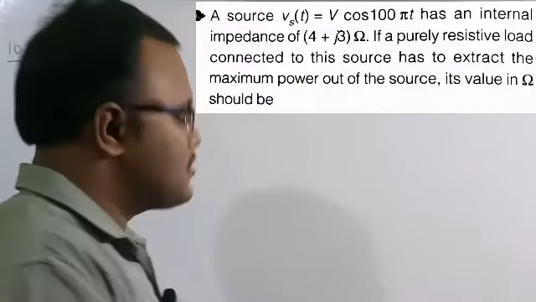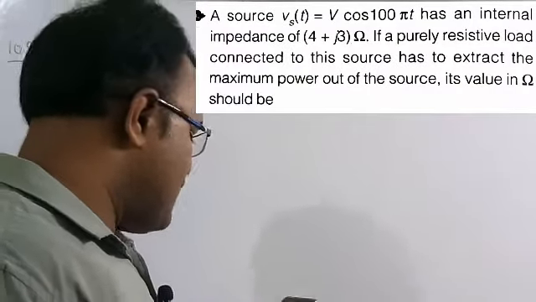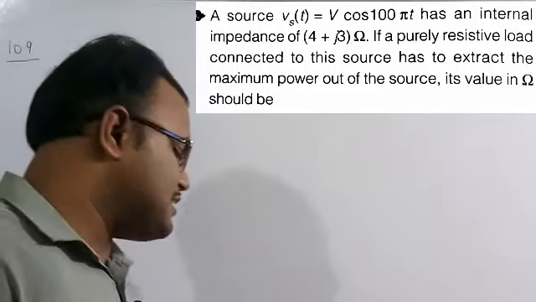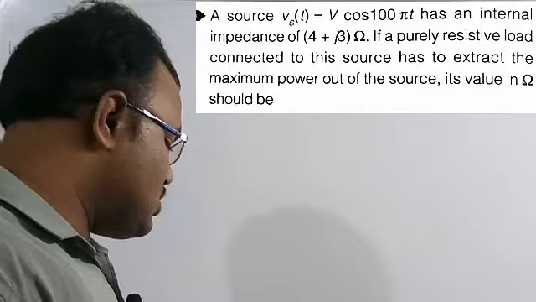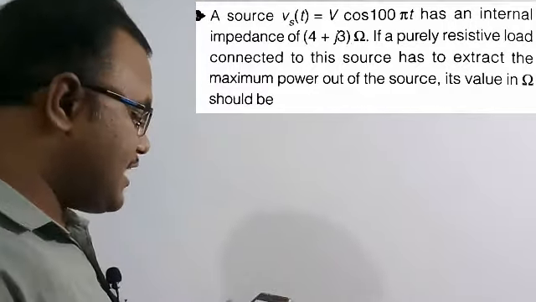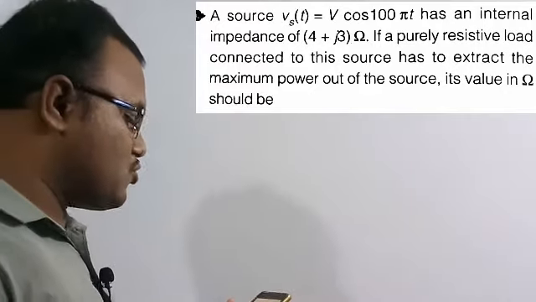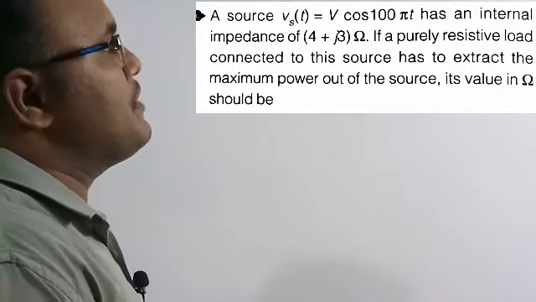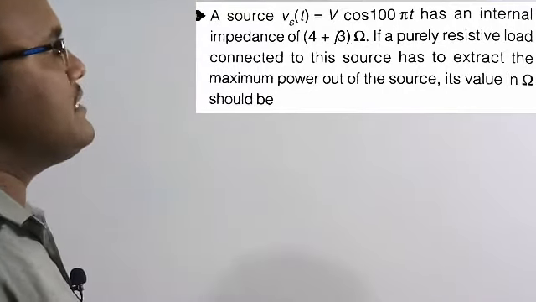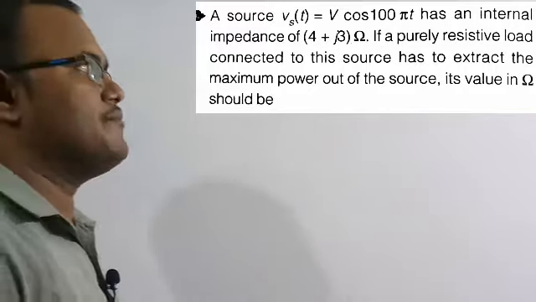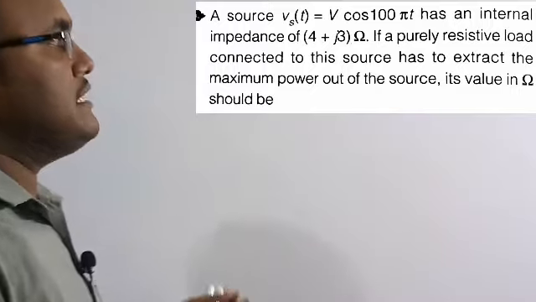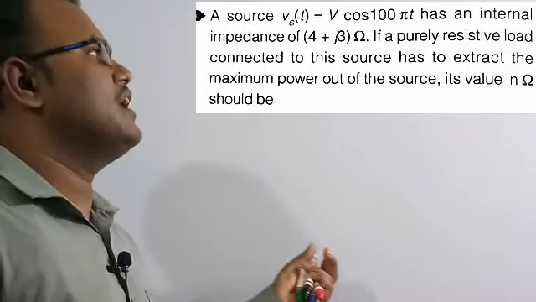See the question here. The question says that a source Vs(t) is equal to V cos 100 pi t and has an internal impedance of 4 plus j3 ohm. If a purely resistive load connected to this source has to extract the maximum power out of the source, its value in ohms should be. Means there is a voltage source given in this question, and also the internal impedance of the source is given. So now we need to connect a resistor R so that it can draw the maximum power out of the circuit.